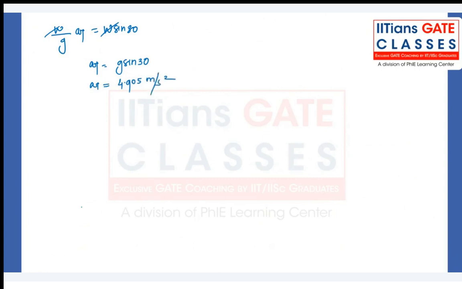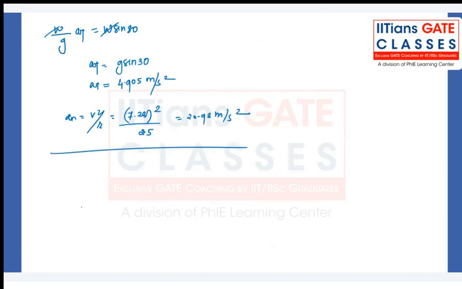Okay, and an, an is equal to v square by r. v square is 7.23 whole square divided by r, which is 2.5. So you'll get 20.93 meters per second square. Okay, so you should be able to solve these kinds of problems as well, where you have to deal with not just a single acceleration but two components of the acceleration, that is tangential and normal.